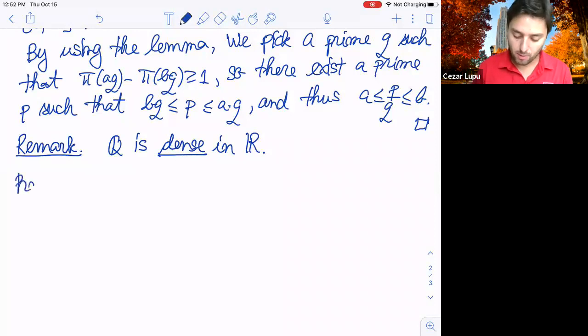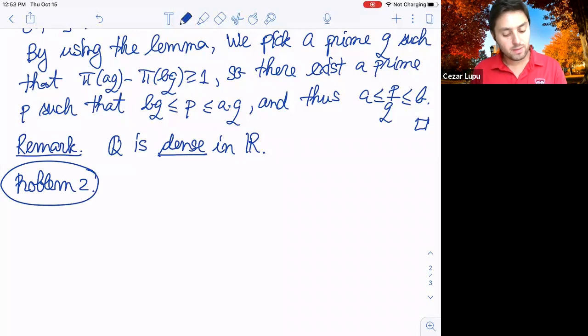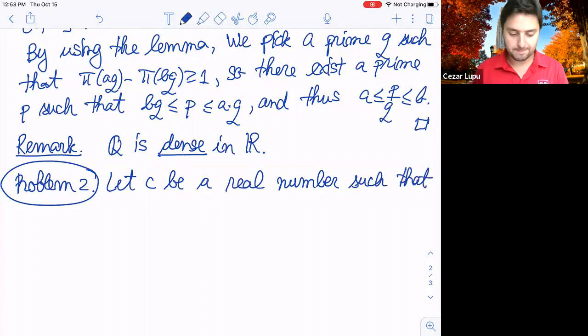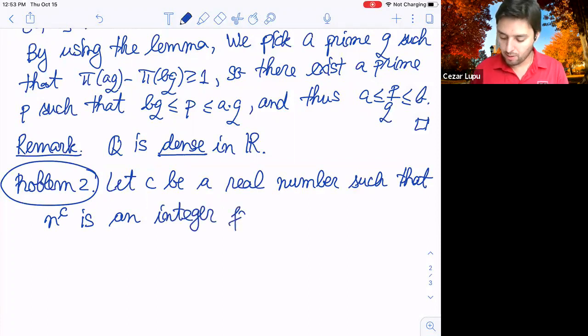Now problem two that I wanted to show you is the following. This is a difficult one, and it involves analysis. I will discuss it, which says the following. Let c be a real number such that n to the power c is an integer for every positive integer n.